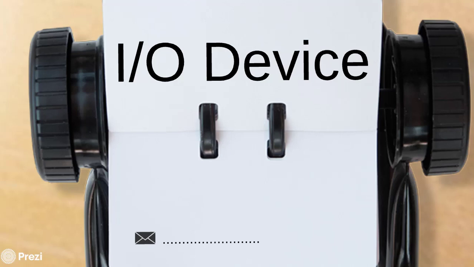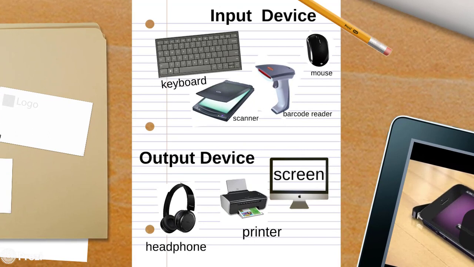And today we're going to talk about input output device systems. To show you examples of input output devices are the following. As you can see here, examples of input devices are keyboard, scanners, barcode reader, mouse, and others. Some of the examples of output devices are these: headphones, speakers, printers, and your monitor screen. On the other hand, there are also devices that combine the functions of input and output device.